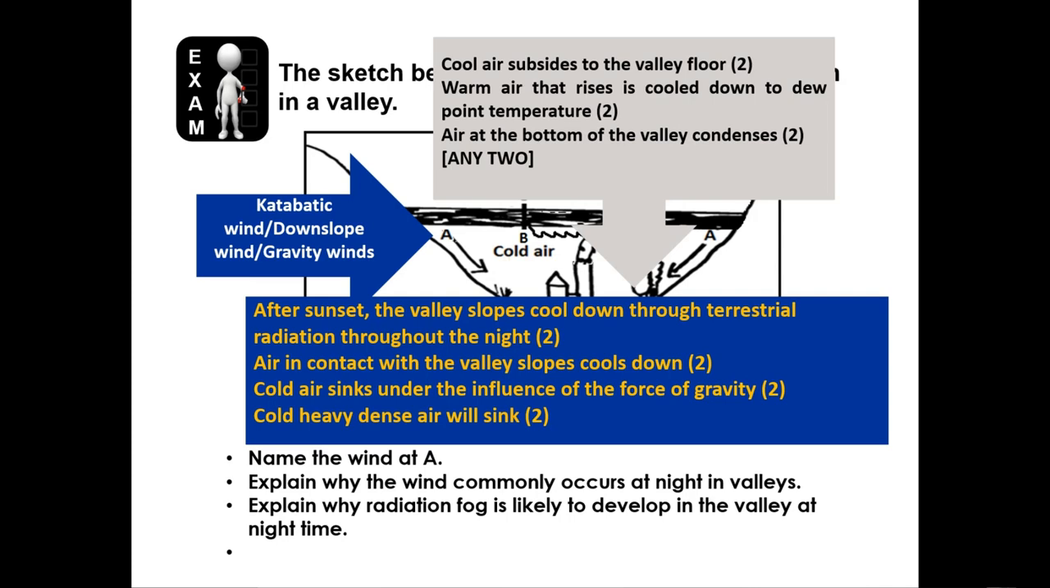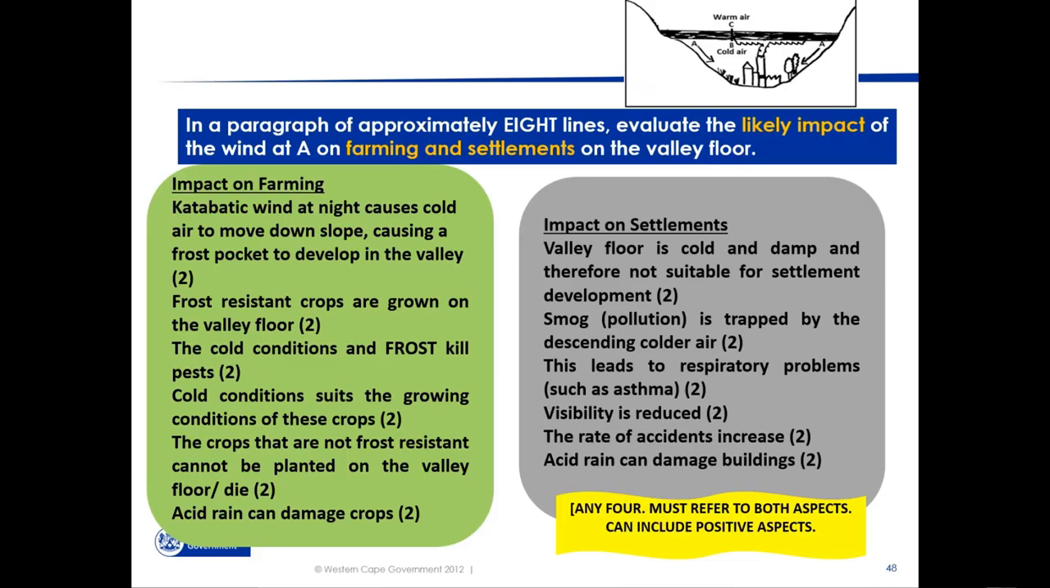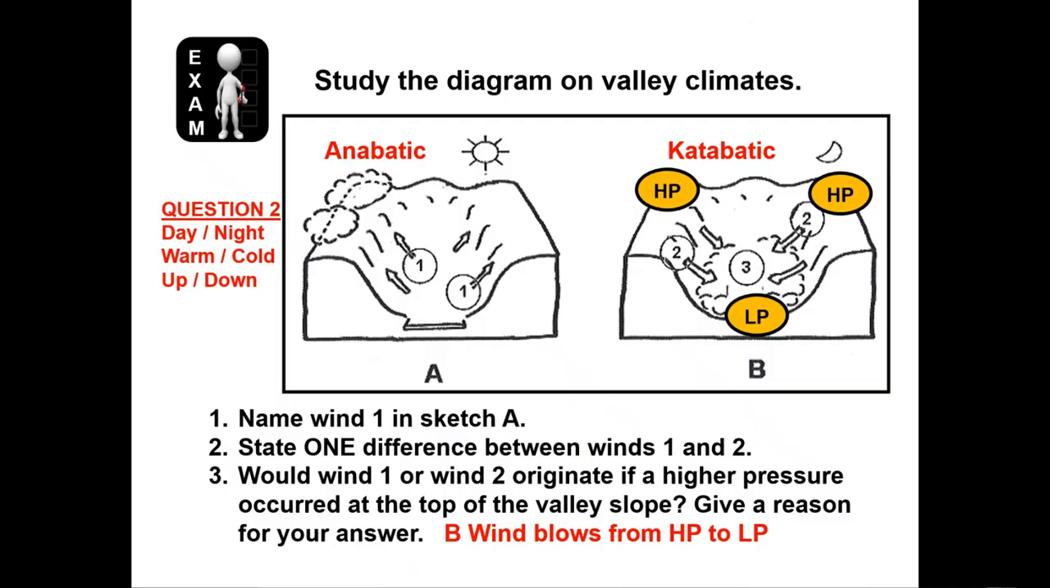Okay, right. Then we're going to go on to our next one over there. So we can just show your katabatic winds, how that is responsible for it. Also known as your gravity winds. And there you can see how it affects your farming and your settlement. Okay, right. So there are your things that you can see.